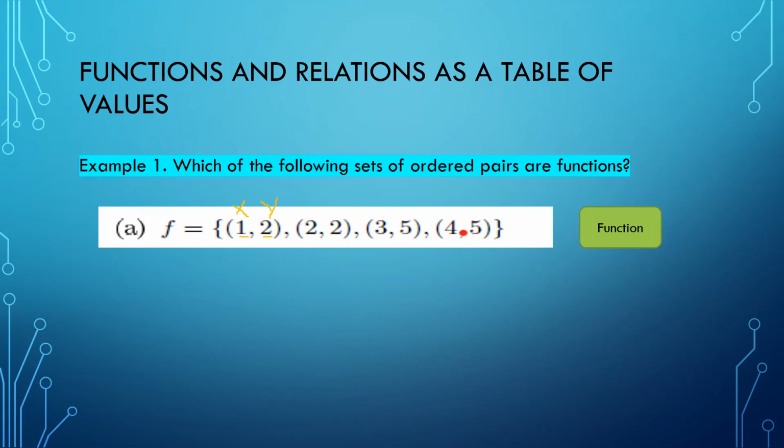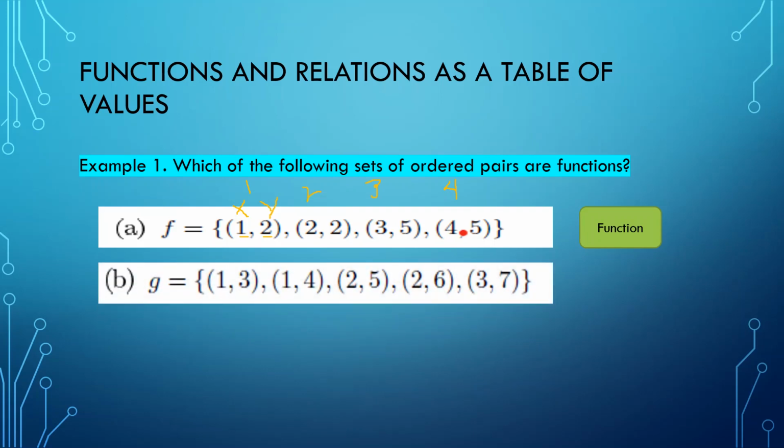So for every x, we have 1, 2, 3, and 4. The corresponding y value for 1 is 2, for 2 is 2, for 3 is 5, and for 4 is 5. So therefore, all x's, which are 1, 2, 3, and 4, have a unique value of y. So therefore, this is a function.